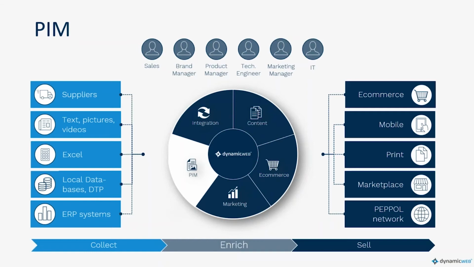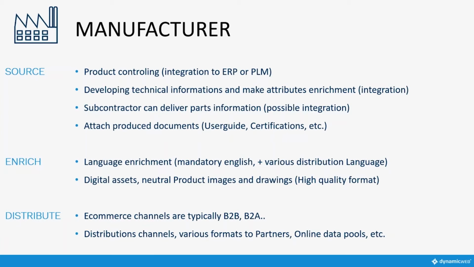All right, so let's have a couple more looks here at the different types of companies using a PIM. So there would be, let's say, the manufacturer, the wholesaler or distributor, and then there's also the retailer. And in the manufacturer, the sources of information are coming in from the ERP side or product lifecycle management systems. They're also internally developing technical information. There are subcontractors and outsourced parties providing information, and then other things like user guides, certifications, whatever, depending on who that manufacturer is, what those other details are. But then there's the enrichment part.